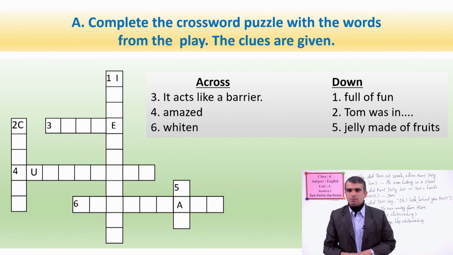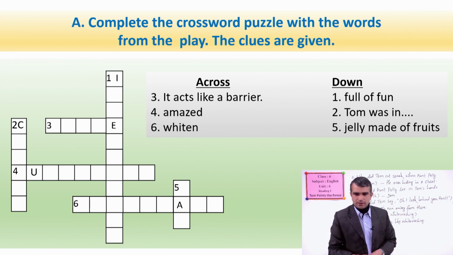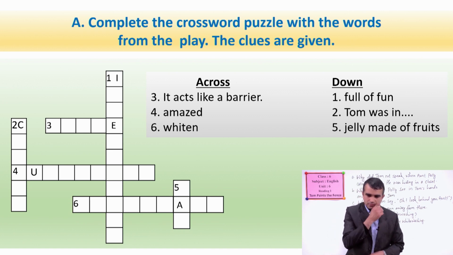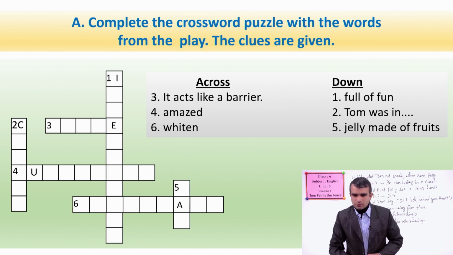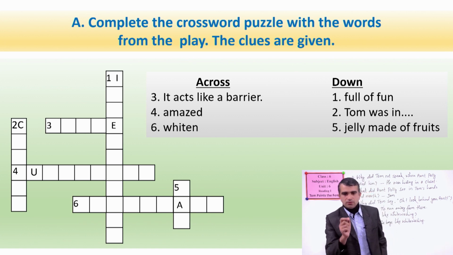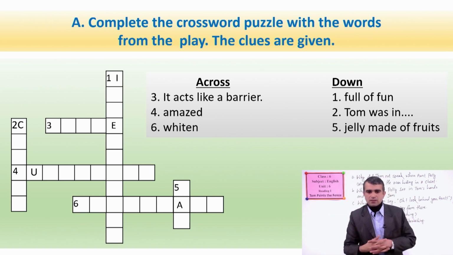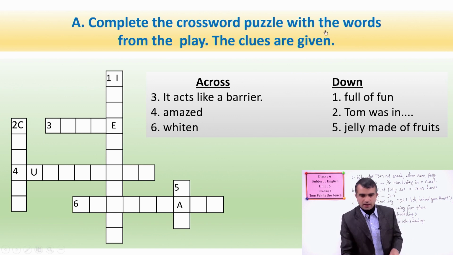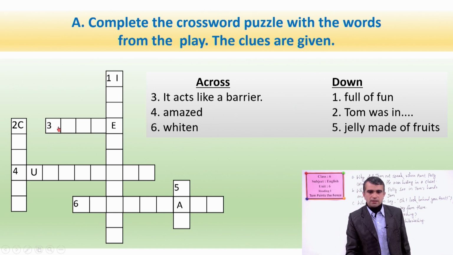Complete the crossword puzzle with the words from the play. The clues are given, aren't they? Okay. Now here in the beginning, the crossword puzzle, you have tried it previously, and here first we will finish across. We will supply the words in the boxes as the clue is given. For example, 3 across, you should supply the words or letters here in these boxes.